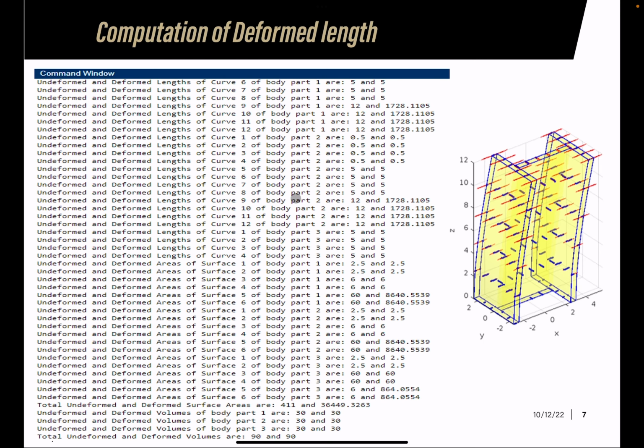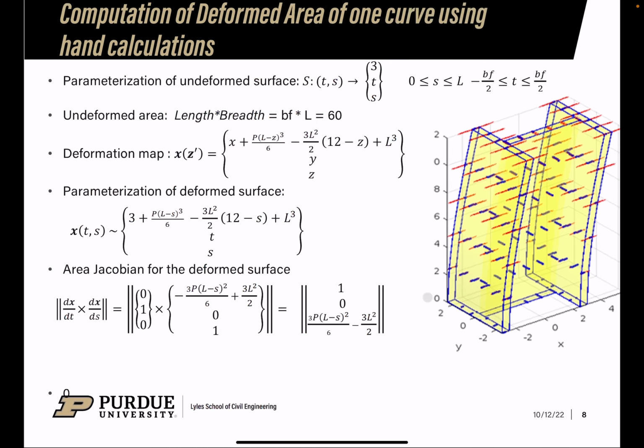So this curve, which is this one, has its height and areas changed. The curve length is changing from 12 to this, and the corresponding surface, that is this surface, its value is changing from 60 to 8640. And the values I'm getting are so high because the deformation gradient is so large that it's scaling it by a very large amount.